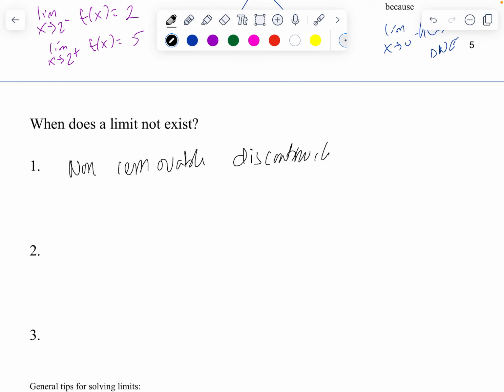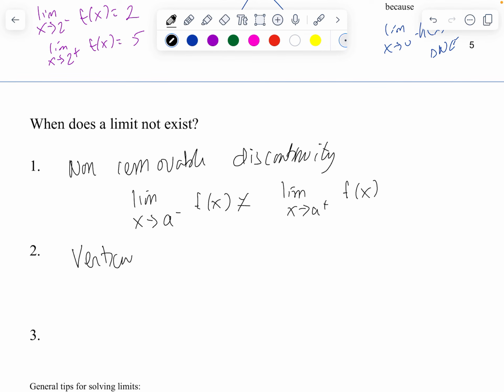I went to the next page, I'm just filling out this last part. The limit as x approaches a on the left is not equal to the limit as x approaches a on the right. And we only have 1 more minute on this video. We have a vertical asymptote. And then the very least popular one is an oscillating discontinuity.